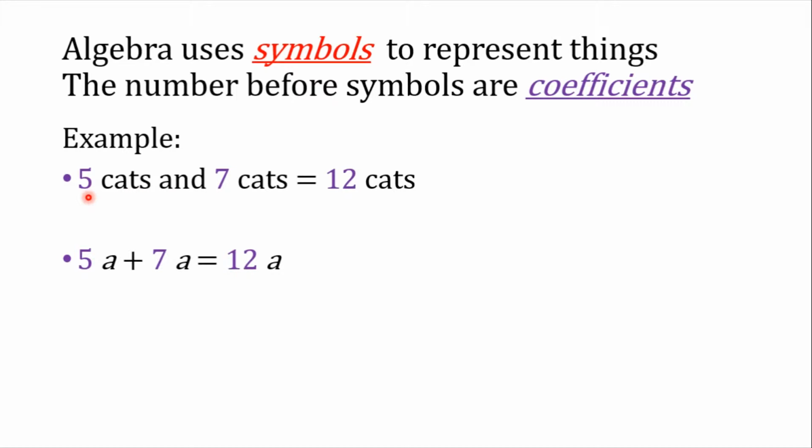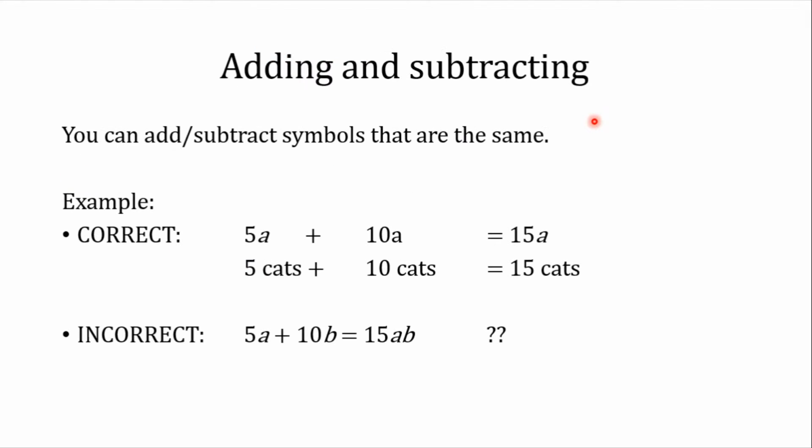So instead of having to write 5 cats, 7 cats, 12 cats, we can write 5a plus 7a equals 12a, where a is of course the symbol, and the numbers 5, 7, and 12 are what we call coefficients. We can add or subtract symbols that are the same. So 5 cats plus 10 cats gives us 15 cats. Cats is represented by a, so 5a plus 10a equals 15a.